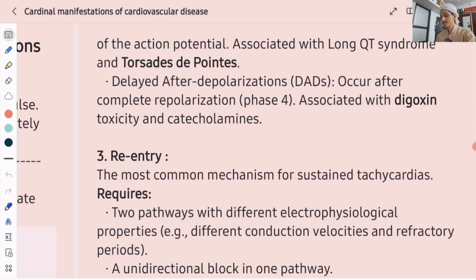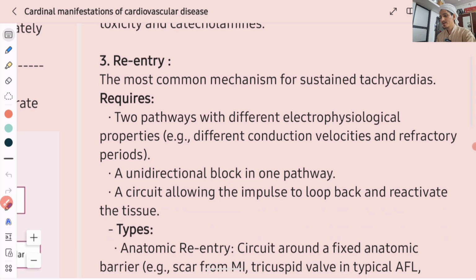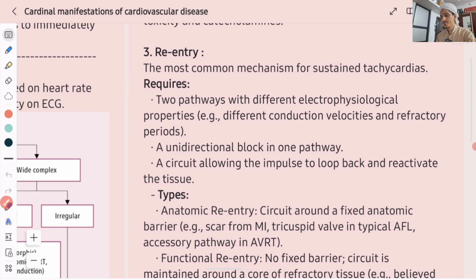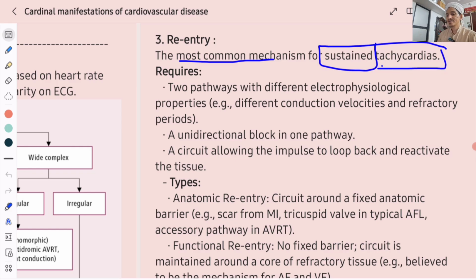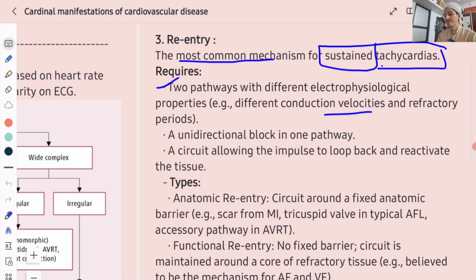The most important is the re-entry phenomenon. This is the most common mechanism for sustained, remember the word sustained, tachycardias. So what is the mechanism behind that? It requires two pathways with different electrophysiological properties, meaning different conduction velocities with different refractory periods. There should be one-sided block and a circuit allowing the impulse to loop back and reactivate the tissue.